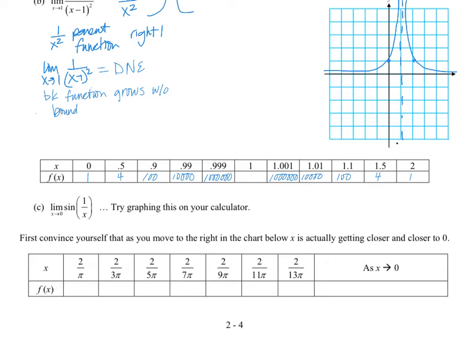Since it's 2 over pi, that's really 2 over pi, 2 over 3 pi, 2 over 5 pi, 2 over 7 pi. Those are getting closer and closer to 0. Okay, so we're okay with that. So we're just going to try and plug in the values. I already have sine of 1 over x in my calculator as y1. So I do alpha trace y1, and I do 2 divided by pi, and you should get 1.